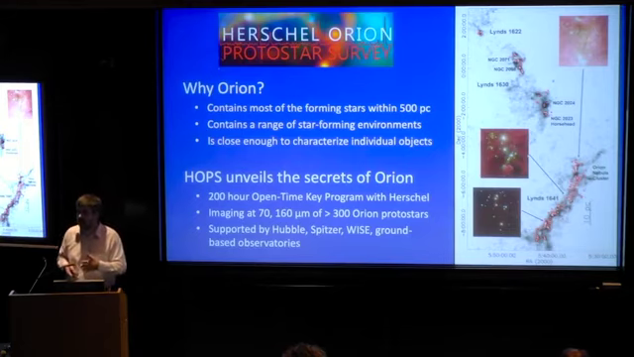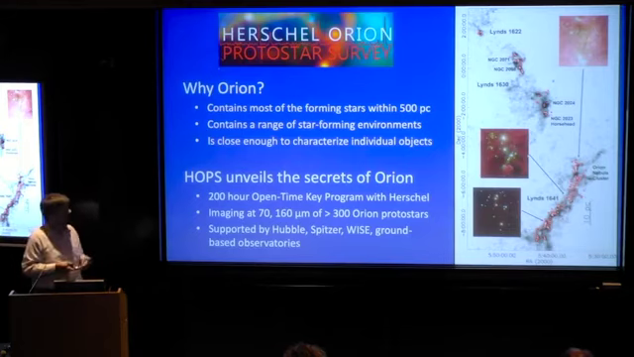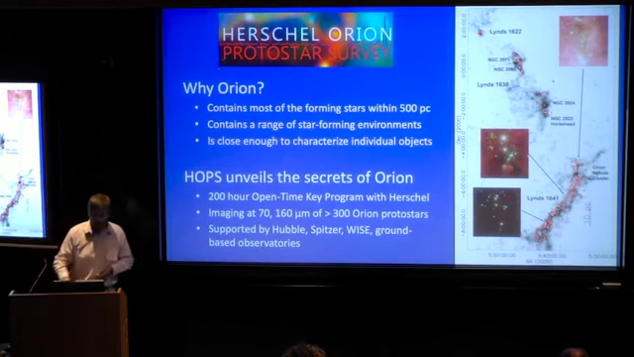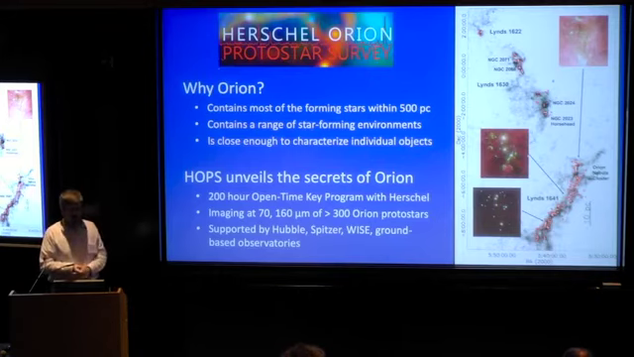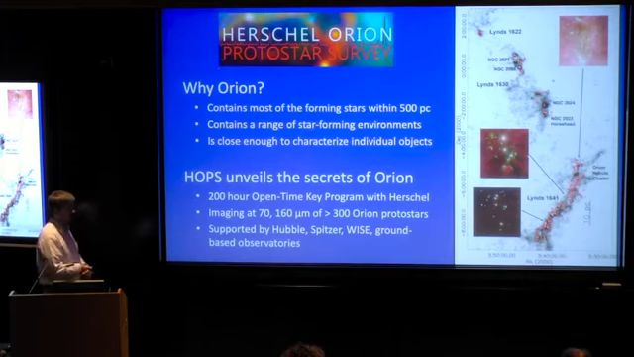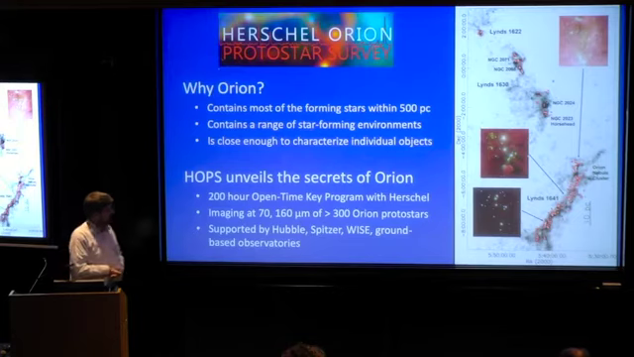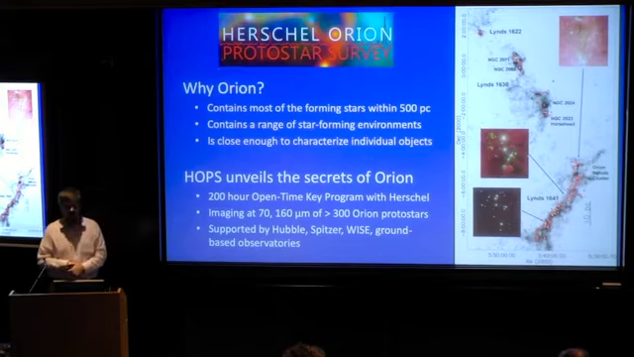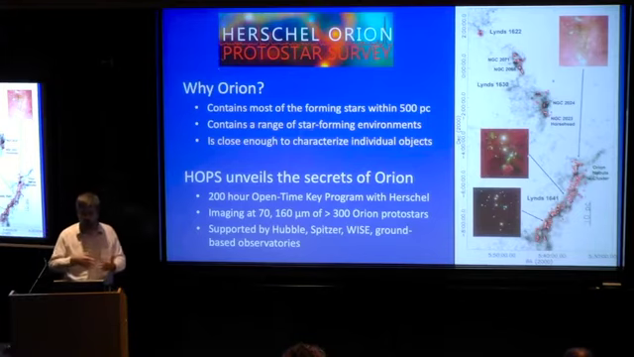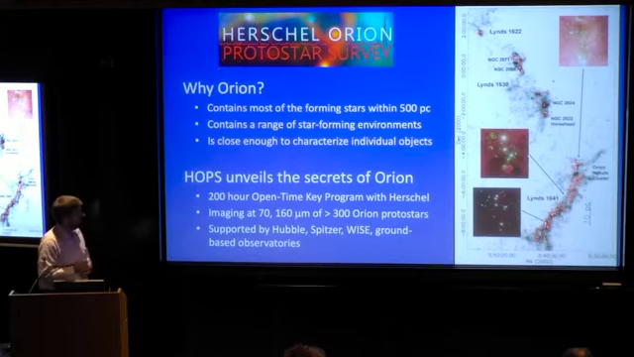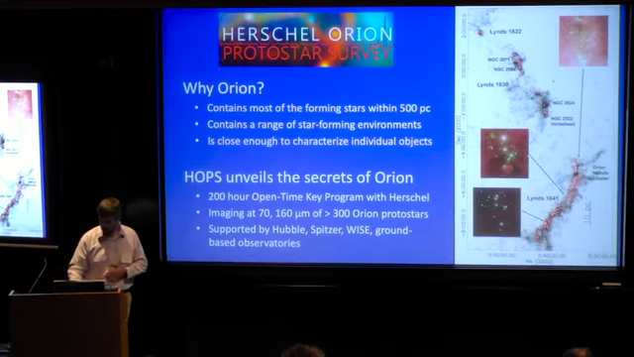So Orion gives us this full range of environments, and it's close enough to characterize what the individual protostars are doing. HOPS was a 200-hour open time key program. Most of that was imaging. We imaged over 300 protostars that were selected by Spitzer at 70 and 160 microns. We did spectroscopy of a targeted sample. And then Herschel was supported by Hubble, Spitzer, WISE, ground-based observatories. And I'll show you how all of those different data sets play into what we learned about accretion.